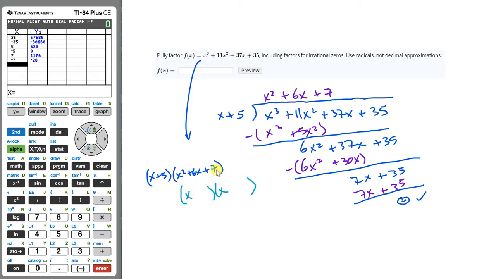But let's try it. The only way to make a 7 is either minus 7 minus 1 or plus 7 plus 1. So either plus 7 plus 1. The middle term would be 7x and 1x makes 8x, doesn't work. Or x minus 7, x minus 1, which would be minus 7x and minus 1x makes minus 8x. So neither of these work, which means we do have to use the quadratic formula. Okay, so let me make some room here.